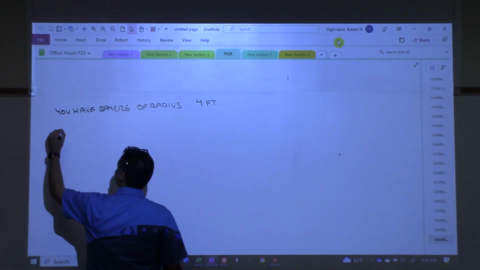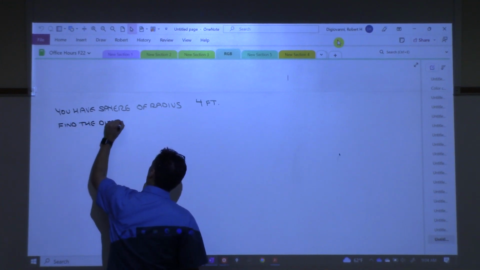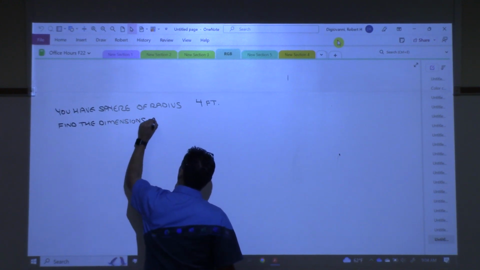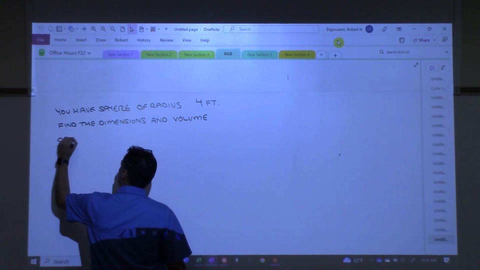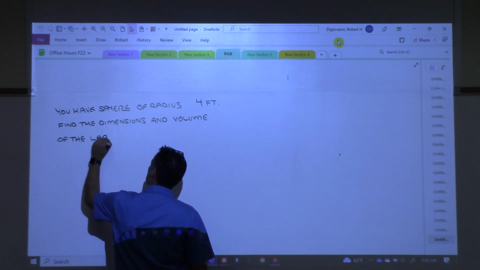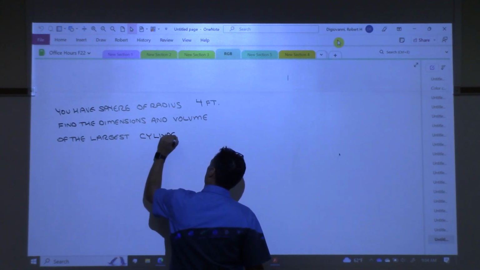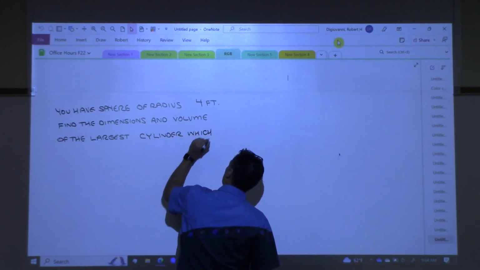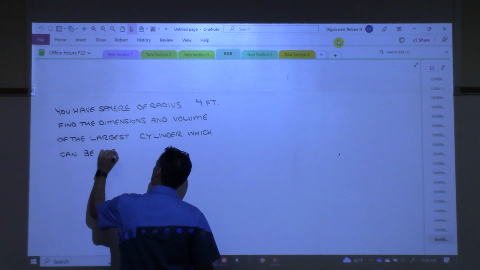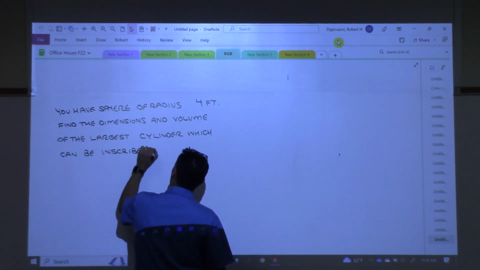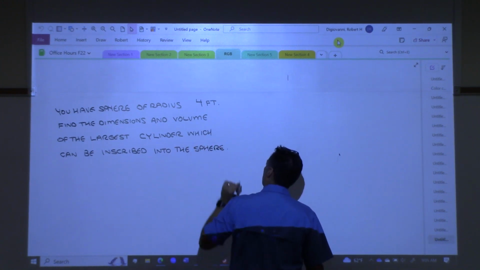And what we want to do is find the dimensions and the volume of the largest cylinder which can be inscribed into the sphere. There we go.